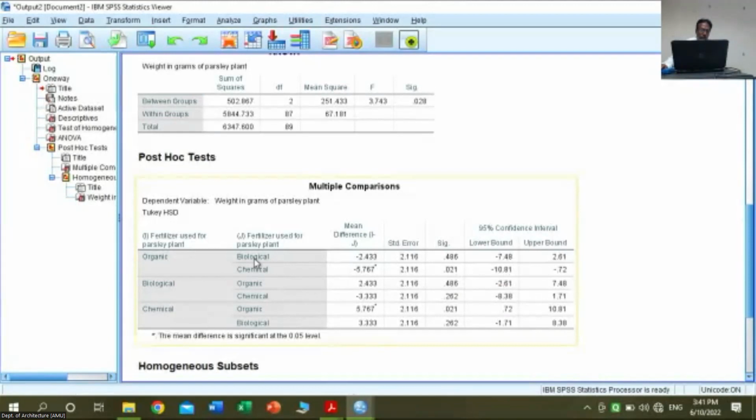But now we want to compare biological with chemical. Up to now we didn't compare biological and chemical. So base is biological. Now we are comparing it with the chemical. Organic we already done. So here p value is 0.262. So biological fertilizer and chemical fertilizer are same. There is no significant difference. So organic is different from the chemical, but biological and chemical are same.